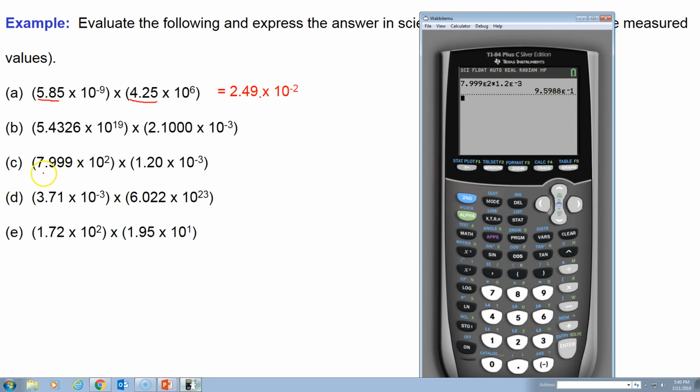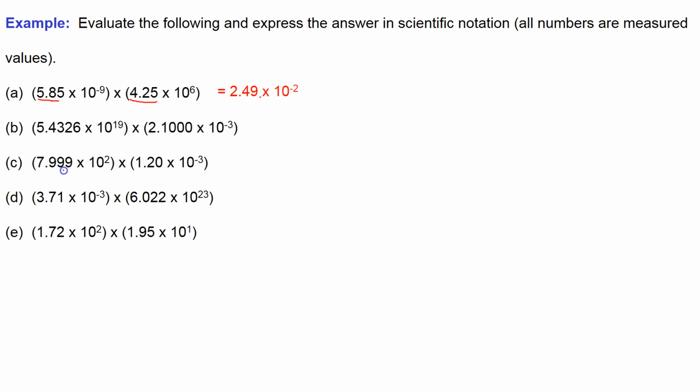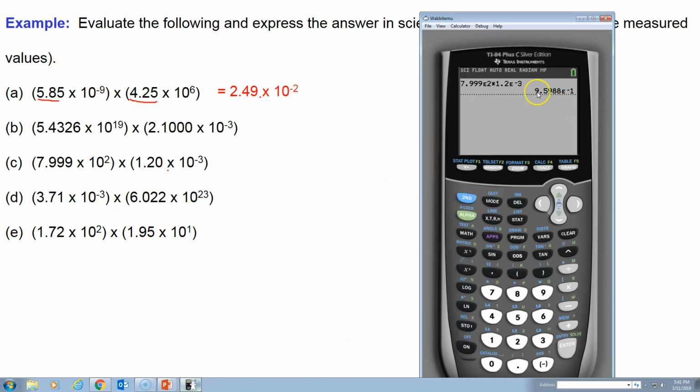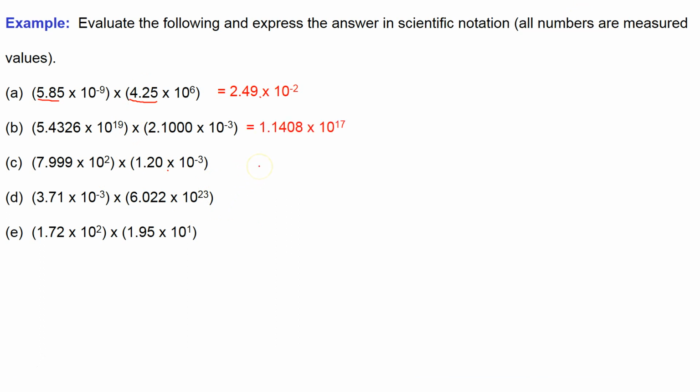So how do I want this as far as sig figs go? 4 sig figs, 3 sig figs. So therefore my answer needs to be to 3 significant figures. So this is going to end up becoming 9.60 by 10 to the minus 1. All right. So that's the first 3 there. I'll leave you to do the remaining couple on your own. Okay. All right. So let's just move on.